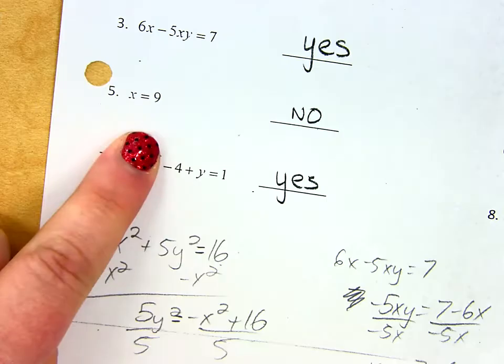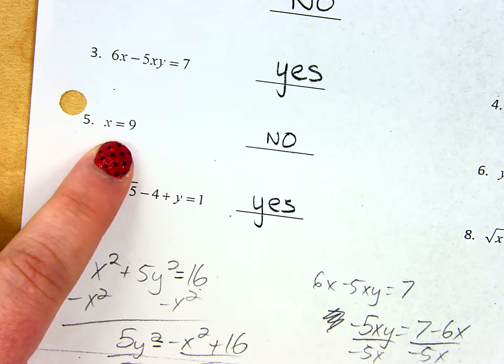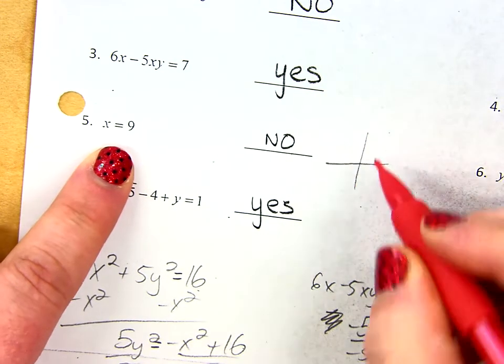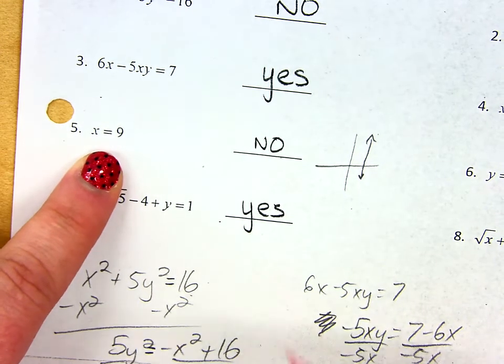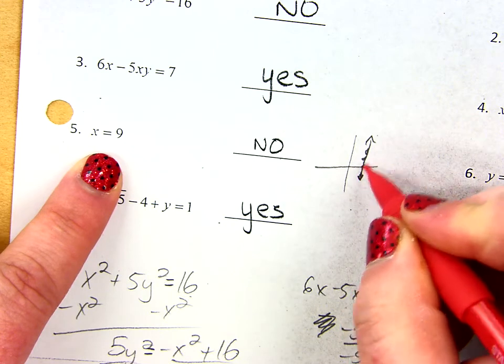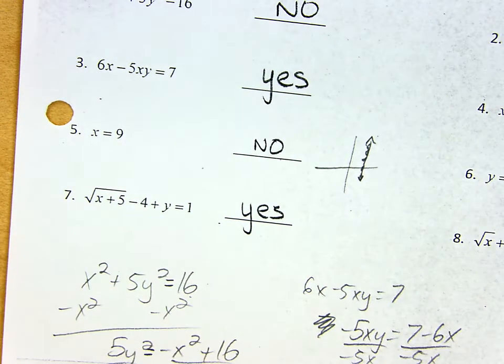Number 5, this one's easy to think about because you know what the graph of this looks like. What does the graph of x equals 9 look like? It's straight up and down, right? Does that pass the vertical line test? No! When I plug in a value for x, you get an infinite number of values out for y. So that's a no. What if it had been y equals 9? Would that have been a function? Yes!